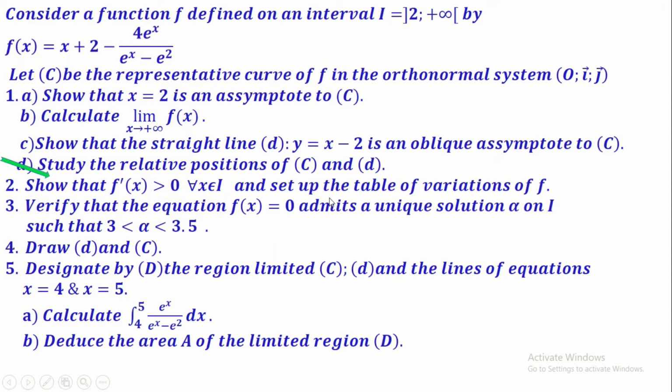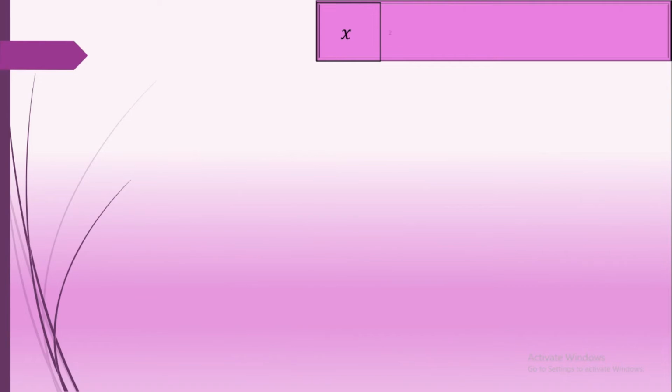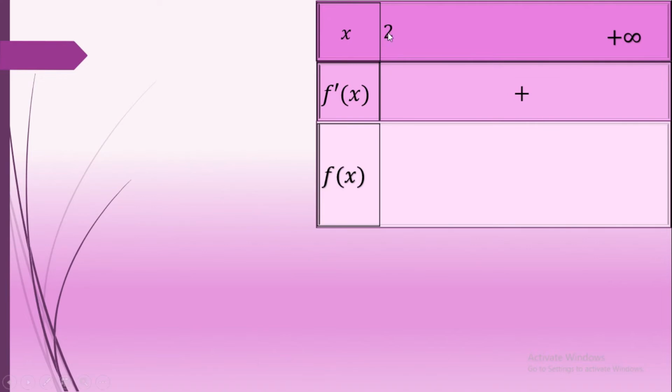Now also set up the table of variations and verify that the equation f of x equals 0 admits a unique solution alpha on I, such that alpha is between 3 and 3.5. First of all, let's set up the table of variation. We have x, which varies from 2 till plus infinity. We have f prime of x and f of x. Sure, here it's from 2 open till plus infinity, so it will be not defined on 2.